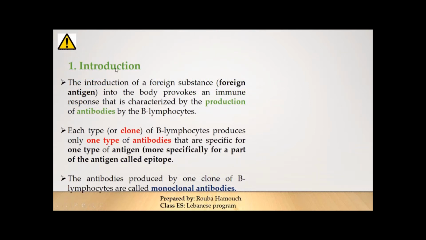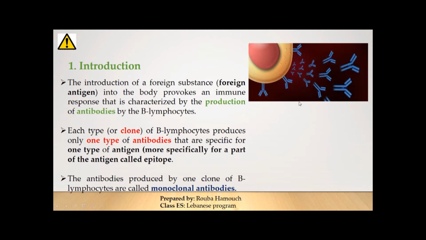First, as an introduction, what are antibodies, what are the cells of the body that produce the antibodies, and in which situations are these antibodies produced? The introduction of a foreign substance called antigen into the body provokes or triggers an immune response that is characterized by the production of antibodies by immune cells called B lymphocytes.